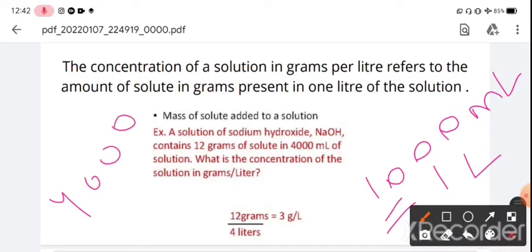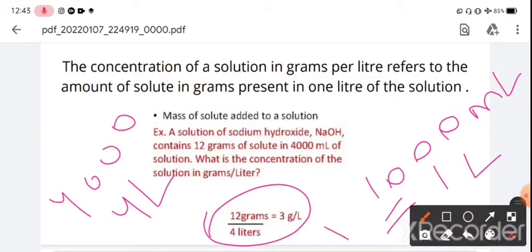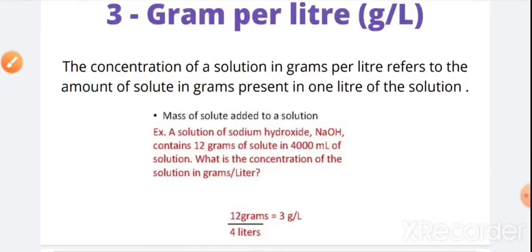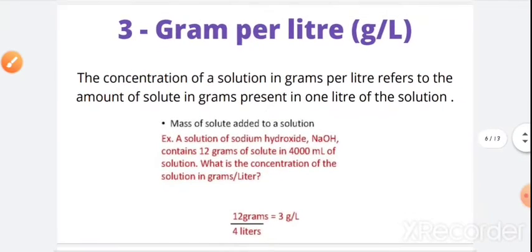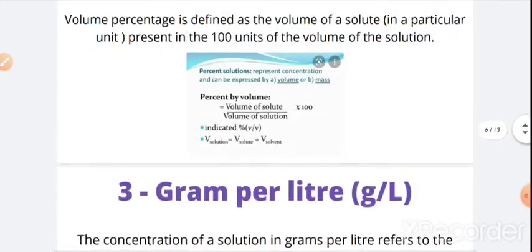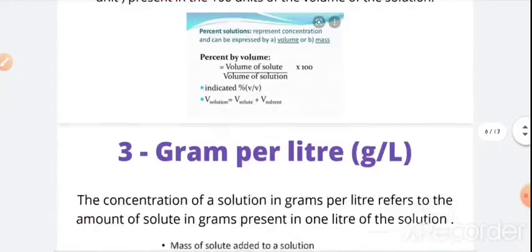4000 ml will be equal to 4 liters, right? So over here it is given 12 gram, that is the mass of the solute, upon 4 liter of solution. It will give you 3 gram per liter of a solution. Okay, it's easy, I think. So you have done with these three quantities or units.